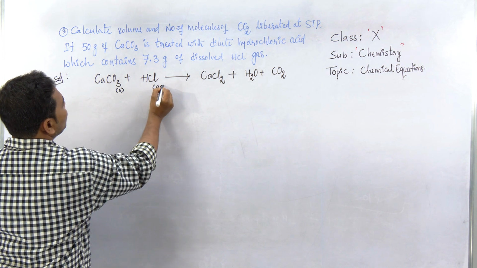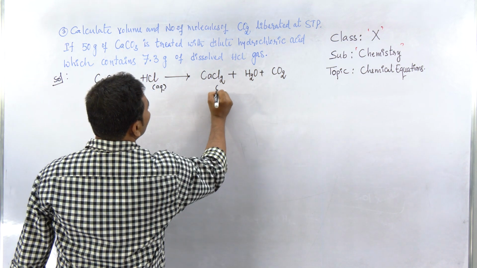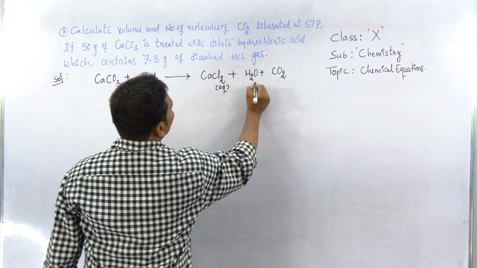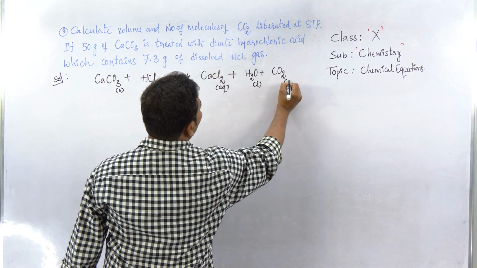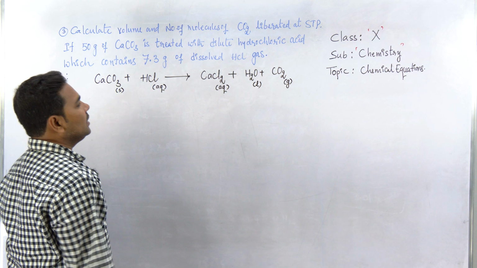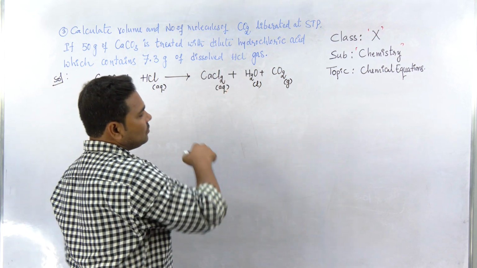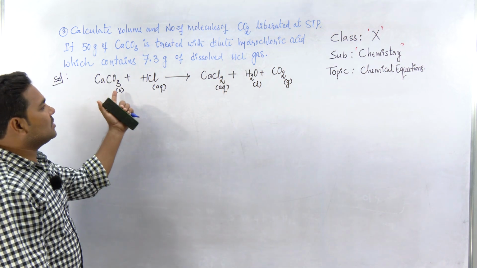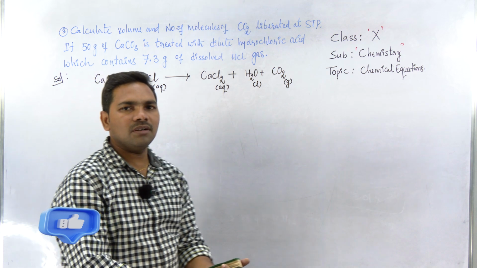This is the aqua solution, dilute solution, right? Aqua. This is also aqua solution. Water is liquid and CO2 is a gas. Actually, this solid CaCl2 dissolves in water and produces aqueous solution. This is a complete chemical equation for this change.